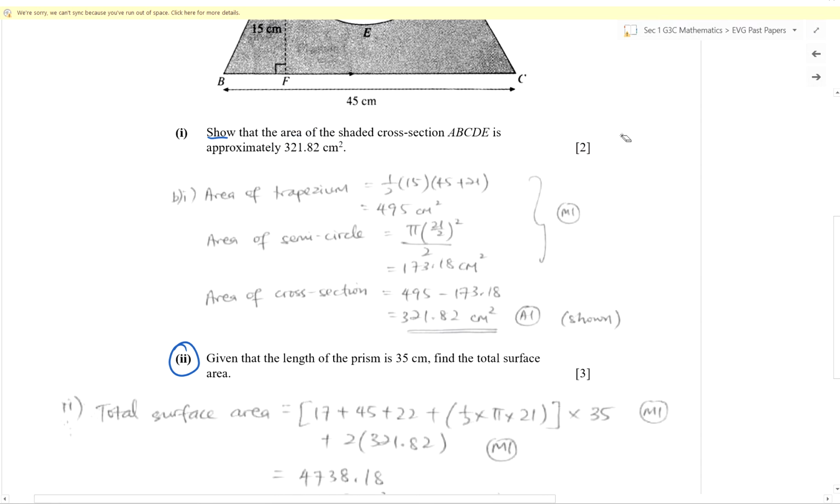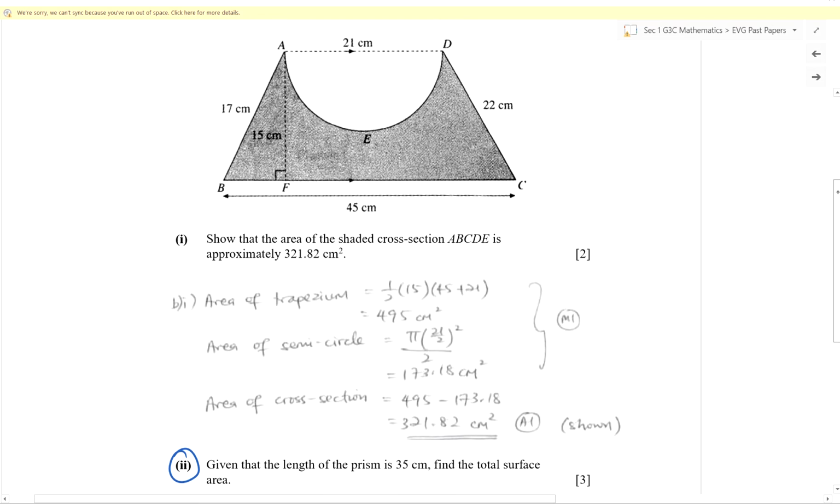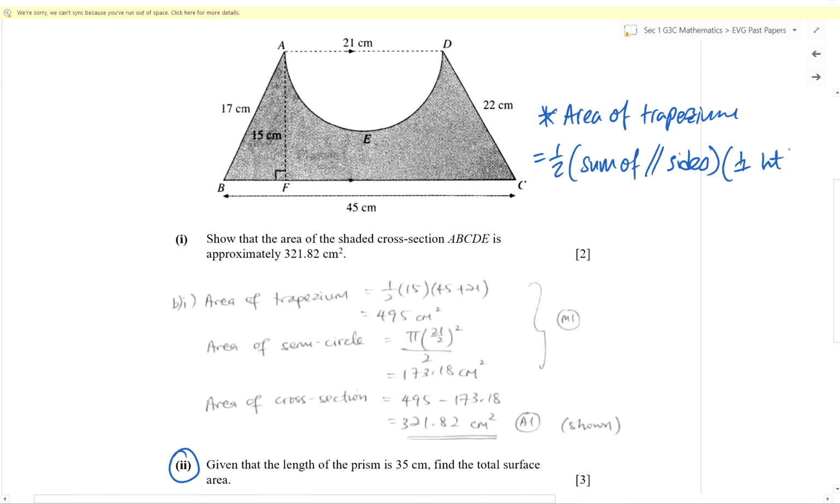Okay, so let's work on the first one first. Now this shaded region is clearly a trapezium minus away a semicircle. So we need to know the formula for the area of a trapezium. It is given by half times the sum of parallel sides multiplied by the perpendicular height. So for a trapezium, it is easy for us to identify the parallel sides. So in this case, it will be AD and BC.